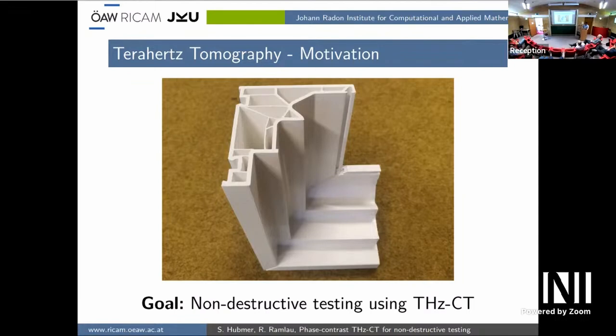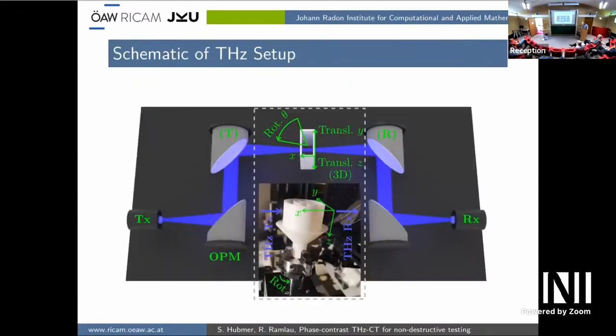So that's the motivation. And how would the schematic of such a terahertz tomography look like? Something like this. You have here a source which emits terahertz rays. Then it goes onto an optical parabolic mirror, which focuses the terahertz beam onto a sample, which is here. And this sample is then rotated, terahertz passes through and is then focused on a single point detector.